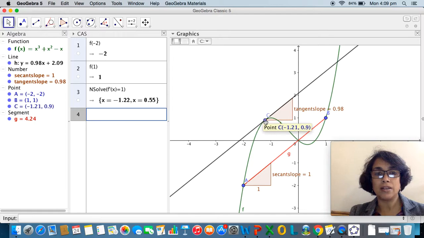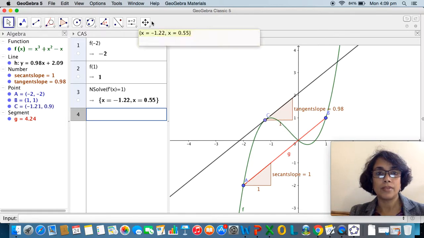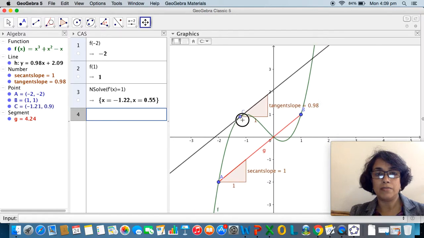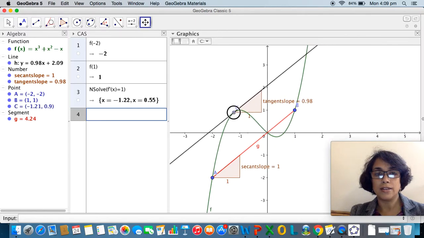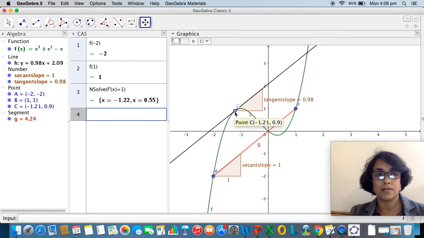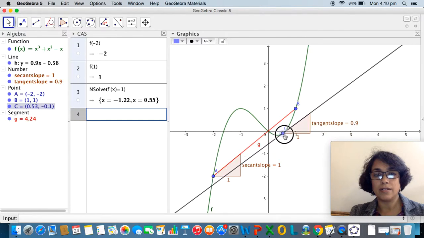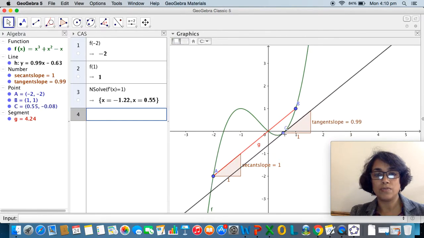And if we take the tangent to the other side, you need to use the move tool, and we find that here again the slope is very close to 1 and the x coordinate of the point C is now 0.55. So this helps us to visualize the mean value theorem.